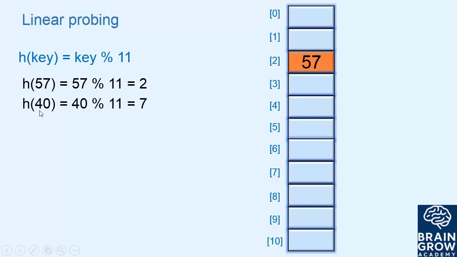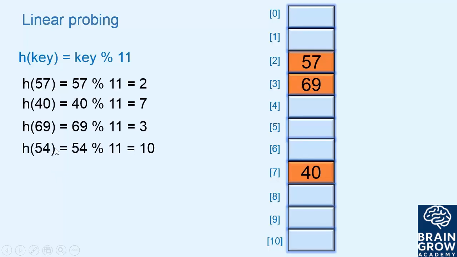Next, we have to insert this key 40. It is mapped to location 7. Location 7 is empty, so we insert it here. Next, 69 is mapped to location 3. 3 is empty, so we insert it here. Next, this 54 is mapped to location 10. This location 10 is empty, so we'll insert this key here.